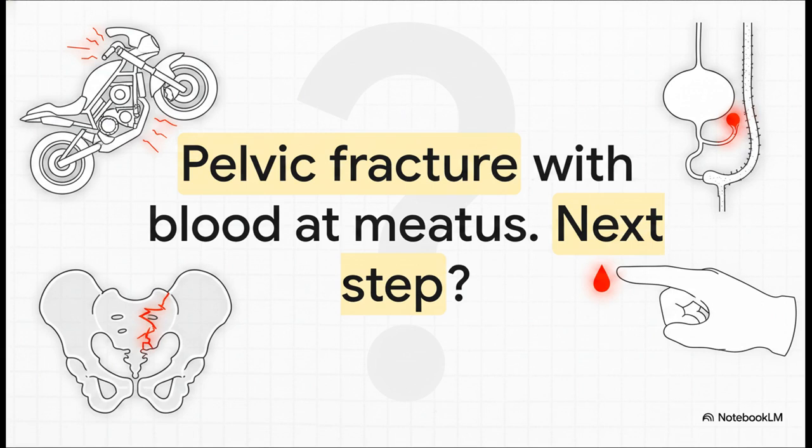But notice how this vignette is engineered to test your discipline. We embed a diagnostic trap. The digital rectal exam reveals a completely normal-feeling prostate. However, there is a single drop of blood at the meatus. So what is the absolute next best step in management?